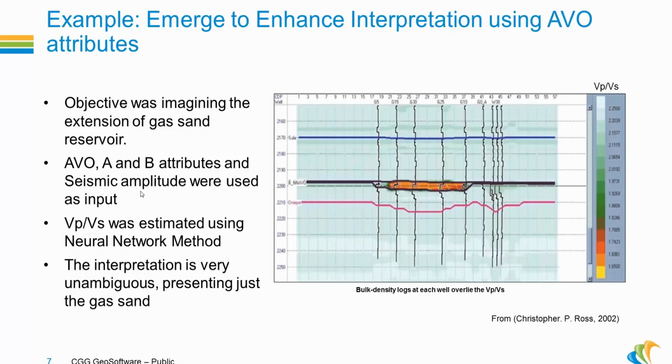to be used in Emerge, they are able to estimate a VP/VS, and this estimated VP/VS is clearly giving the extension of the reservoir channel without any doubt. So the interpretation is very unambiguous and presents just the gas sand. This was done using Emerge and using AV attributes in this case.